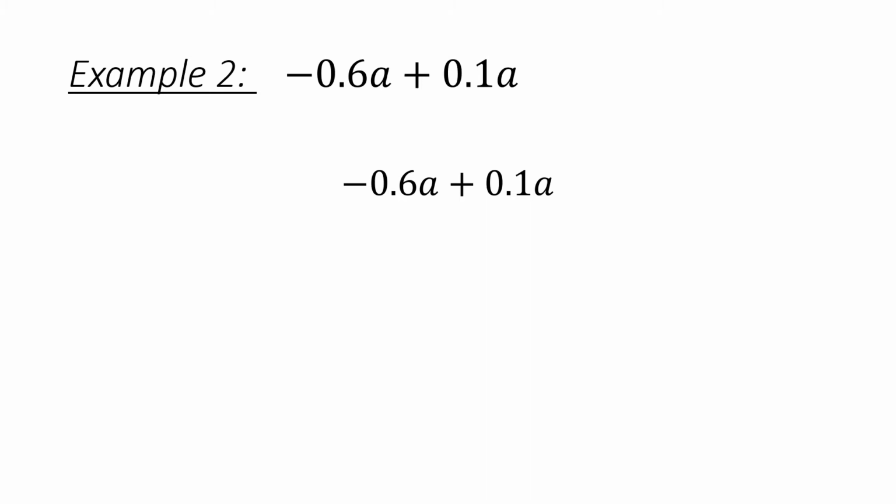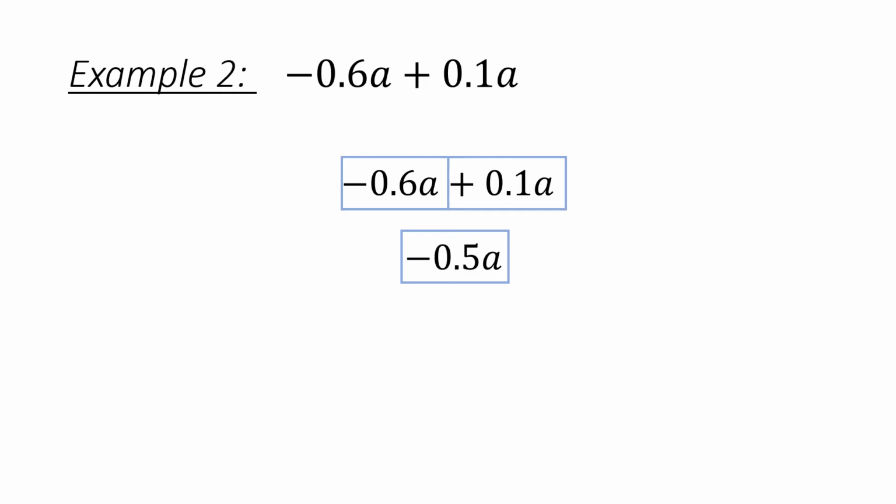So here, let's look at example 2. We do have some decimals, but the process is exactly the same. And in fact, we have just like terms here. They both contain an A, and so here we're only going to have one color, and we're just going to be adding the coefficients in front of A. So you just add the decimals, negative 0.6 plus 0.1, which will give us negative 0.5, and then we have our A, and that's going to be our final answer: negative 0.5A.